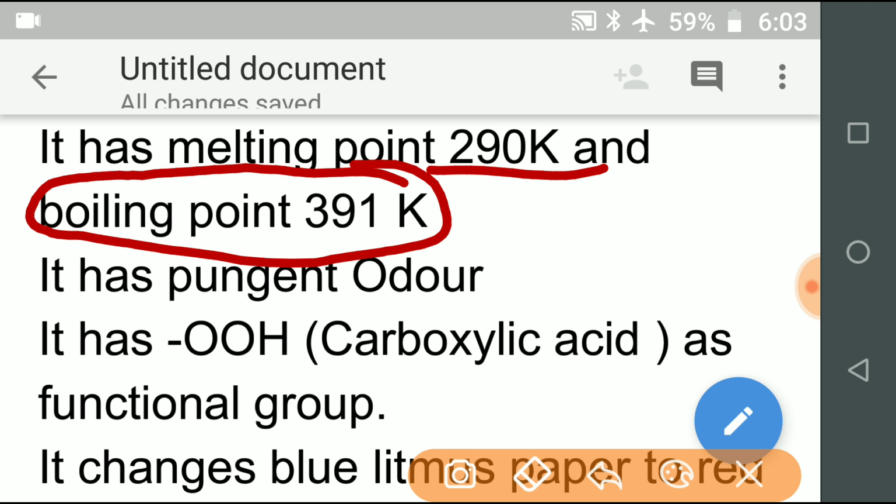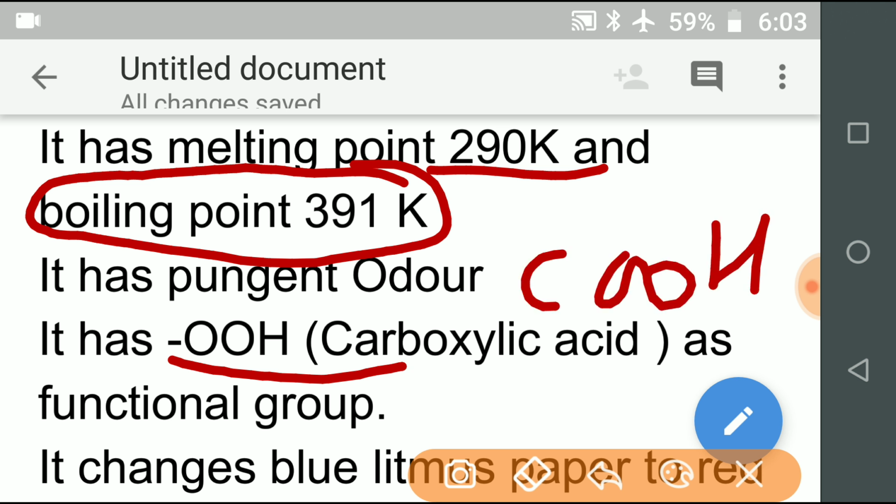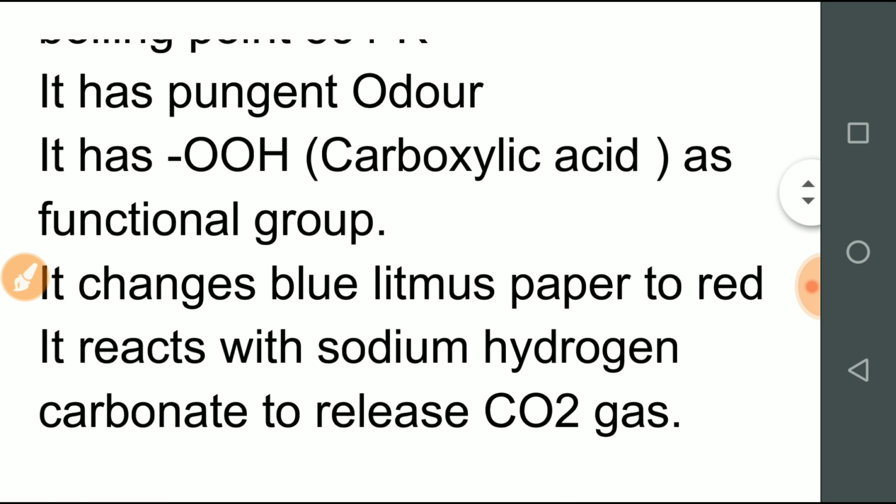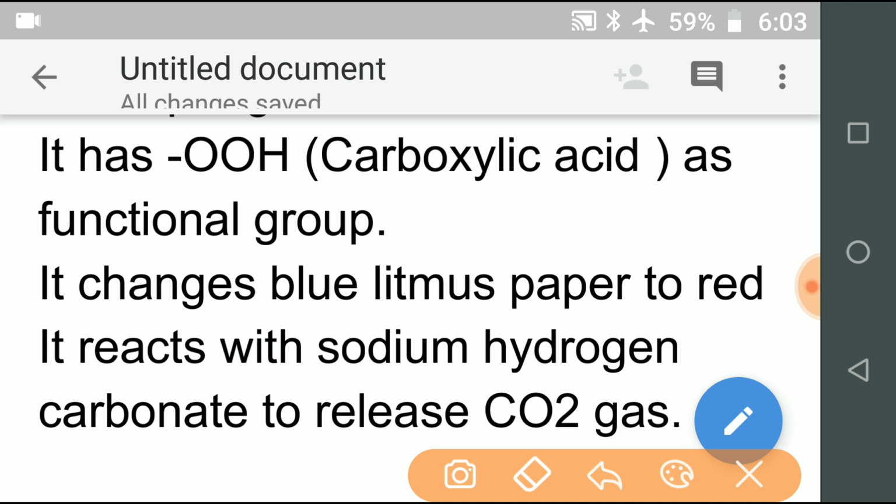Next point, it has COOH, the carboxylic acid group, as a functional group, whereas ethanol has the alcohol OH or hydroxyl group as a functional group. Then next point, ethanoic acid changes blue litmus paper to red. Then it reacts with sodium hydrogen carbonate, that means ethanoic acid reacts with sodium bicarbonate to release carbon dioxide. So these are some differences between ethanol and ethanoic acid based on their chemical and physical properties.